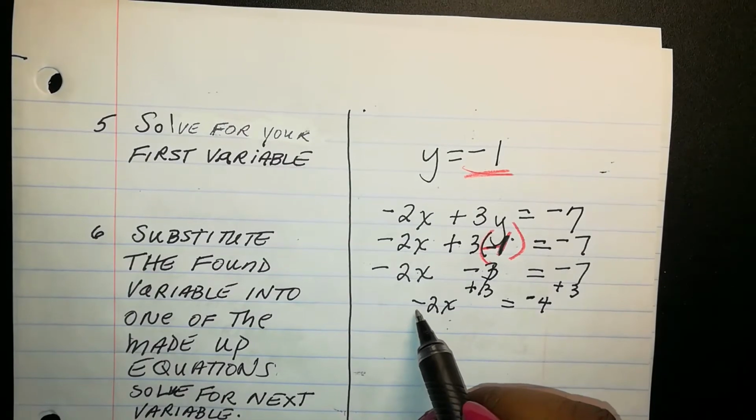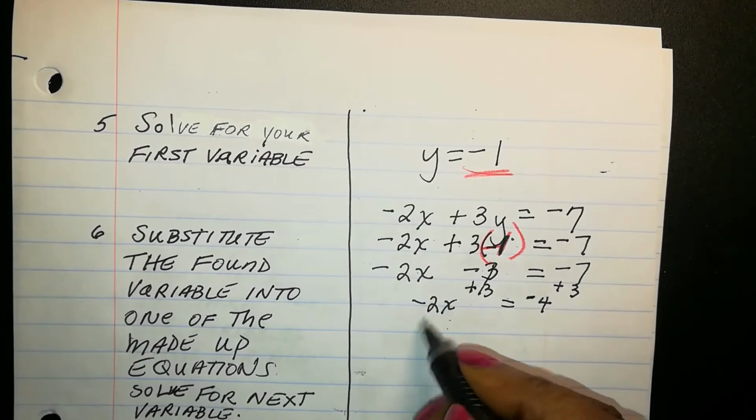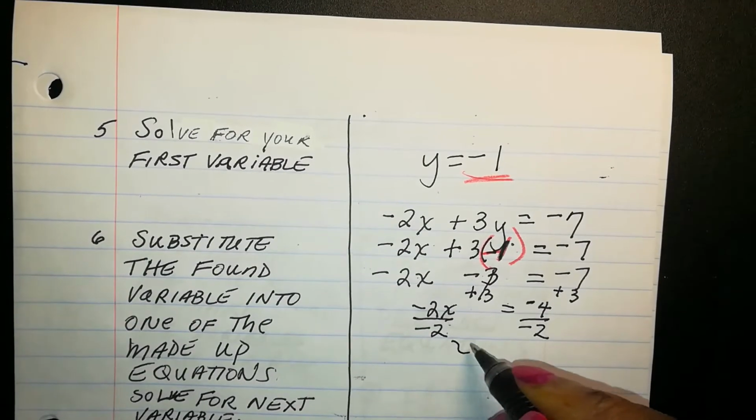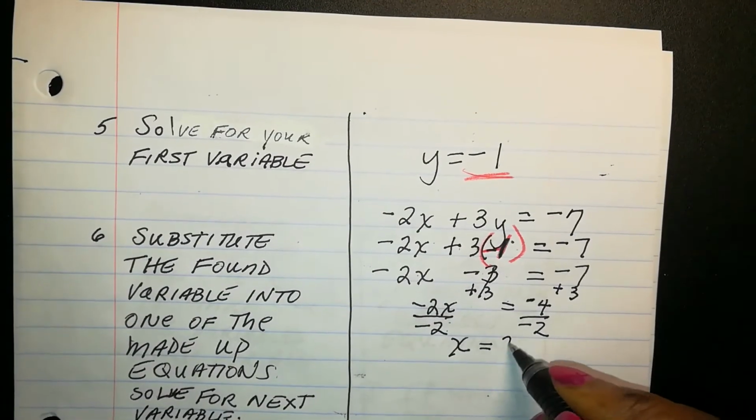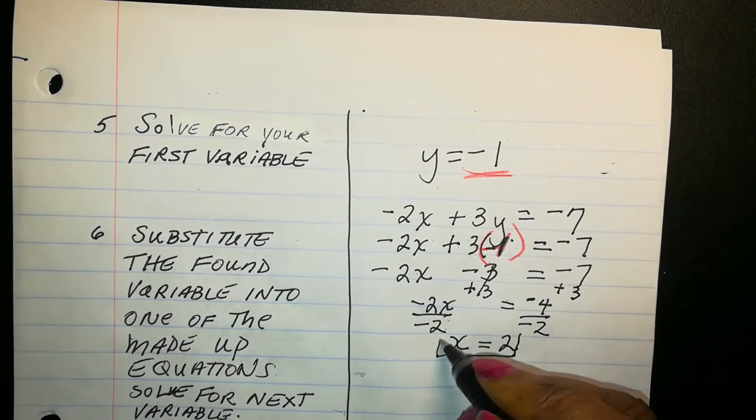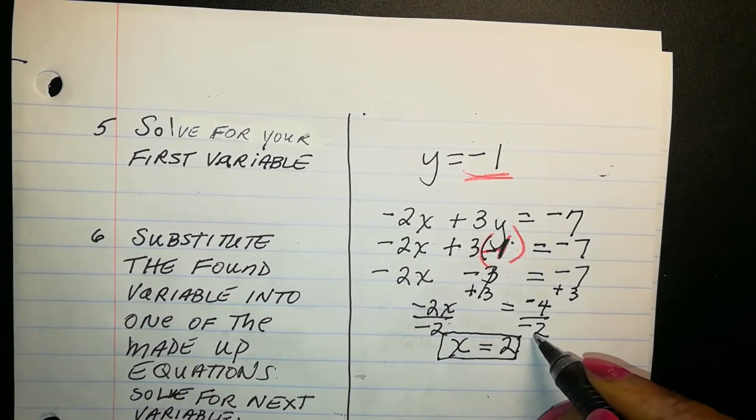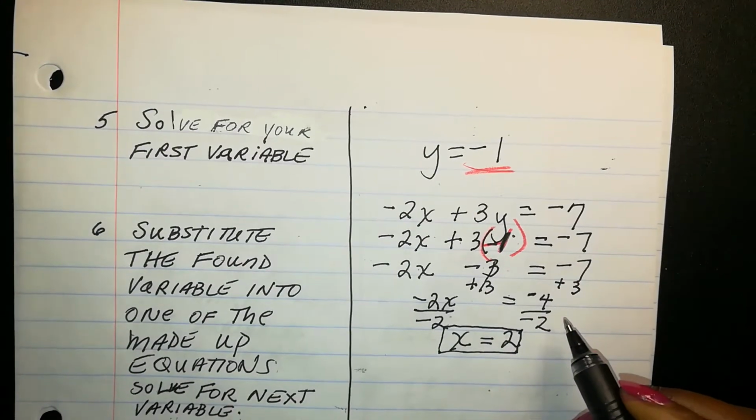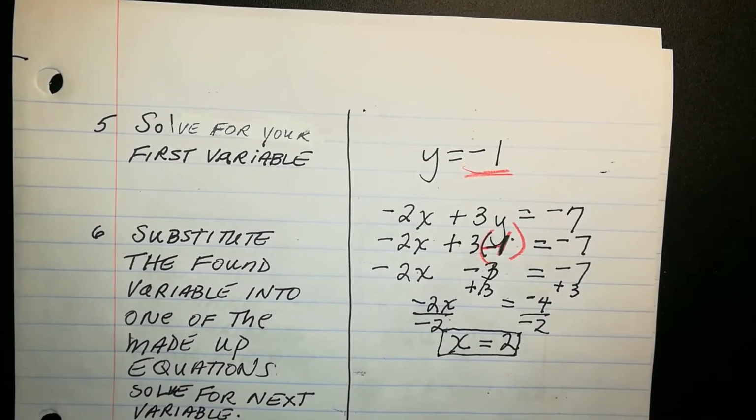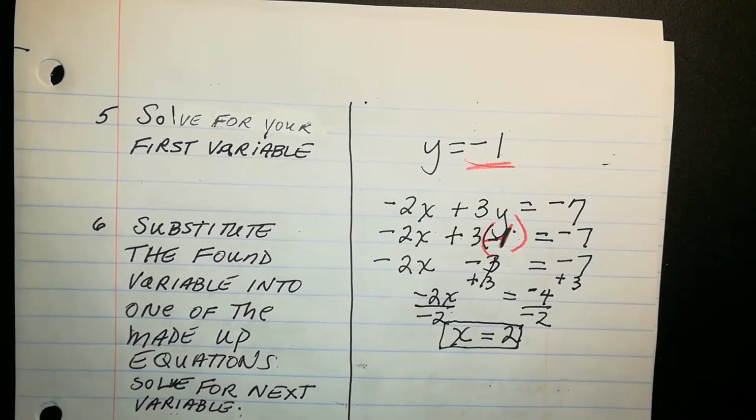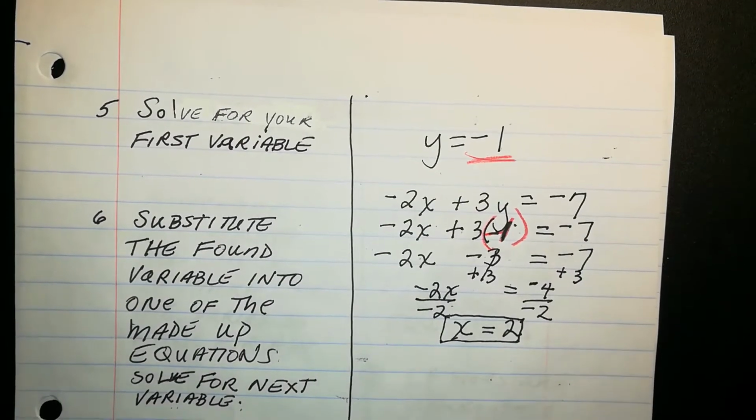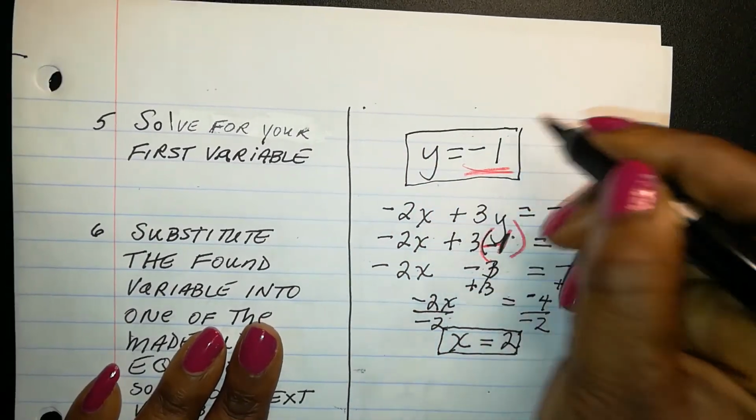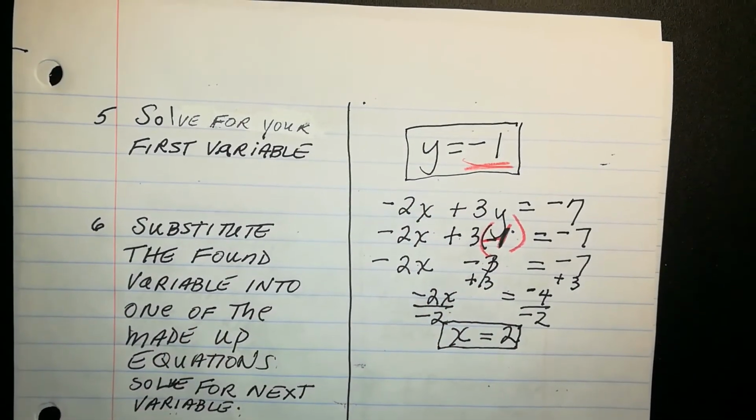Now, how do we solve -2x equals -4? We divide by -2. X will equal just 2. Remember, a negative dividing a negative will give you a positive. So right now we have the value for x also, which is 2. Okay? So now we know our y and we know our x. Our y was -1 and our x is 2.